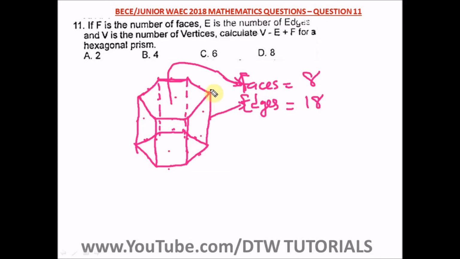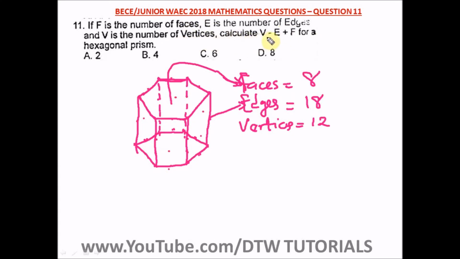Okay, so we have one corner here, we have 2, 3, 4, 5, 6. Okay, let's go to the bottom. We have another one here, so 7, 8, 9, 10, 11, and 12. So for the hexagonal prism, we have 12 vertices. All right, so these are our values for the number of edges and the number of vertices.